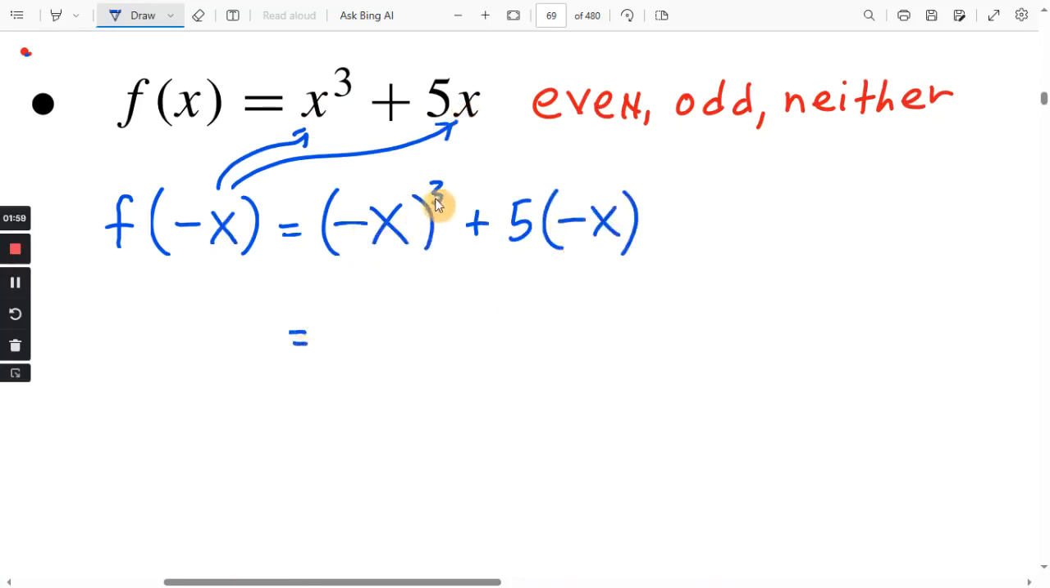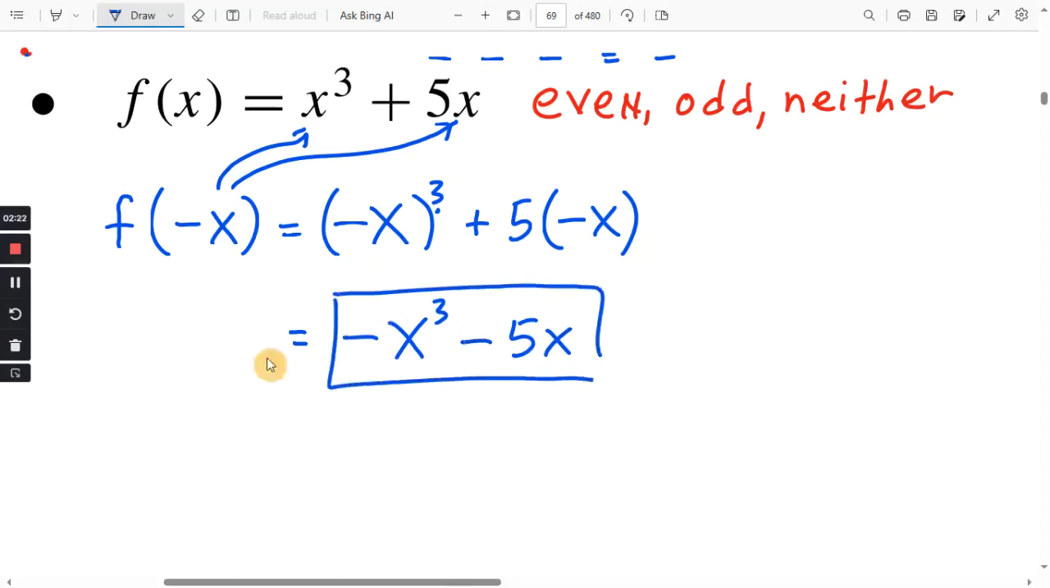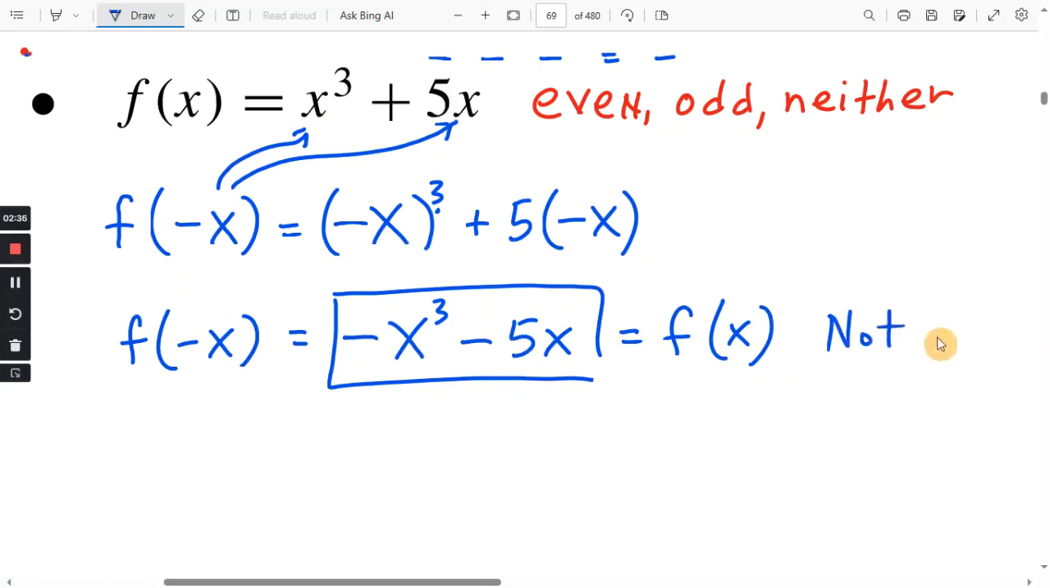Instead of times x, it's times negative x. All right, so (negative x) to the third, remember, if it's an odd exponent, the negative sign remains because negative times negative times negative gives you a negative. All right, so negative x to the third stays as is. 5 times negative x is negative 5x. All right, so this is f of negative x. Does it equal f of x? Well, this is completely different than the original, so it's not even.